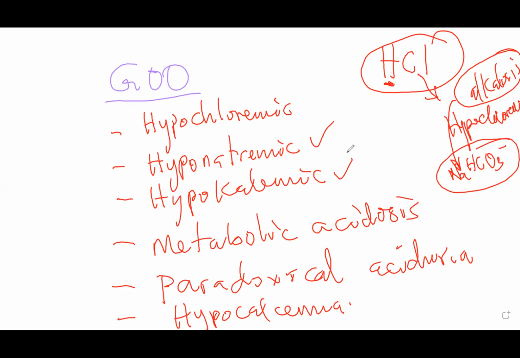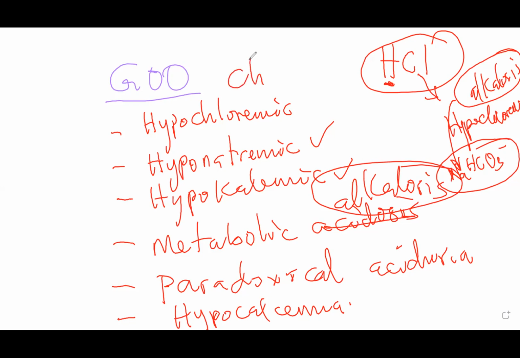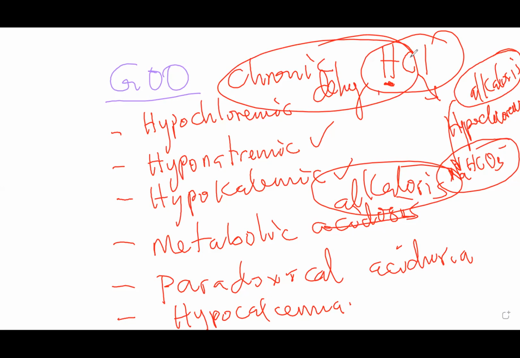And the patient, because of the acidic urine they are having now, and they are alkalotic, so they have paradoxical aciduria. It is a paradox because the patient is alkalotic and they are producing an acidic urine, okay? And they have hypocalcemia from the alkalosis. Now, don't forget they have chronic dehydration. So that is the summary. A patient with GOO has chronic dehydration, hypochloremic, hyponatremic, hypokalemic, metabolic alkalosis with paradoxical aciduria, and hypocalcemia may be present.